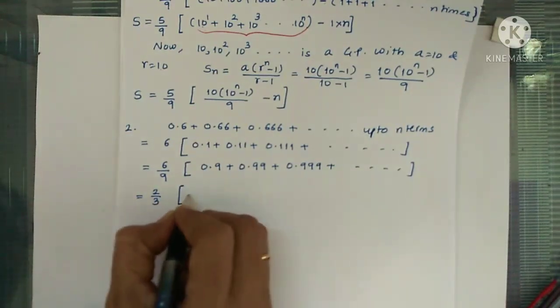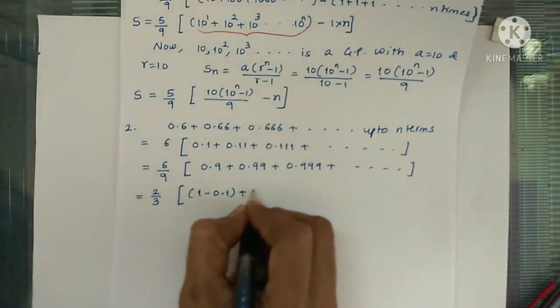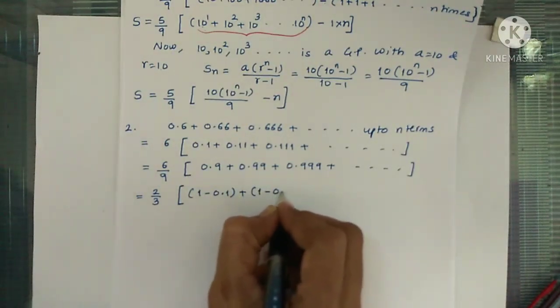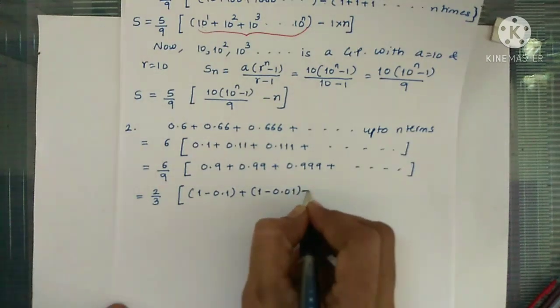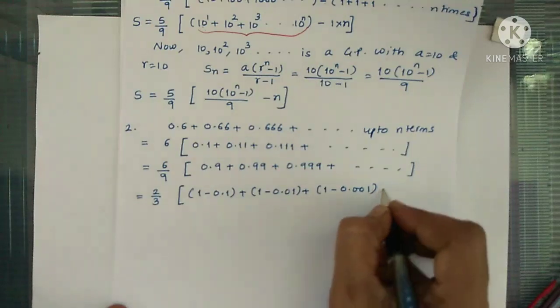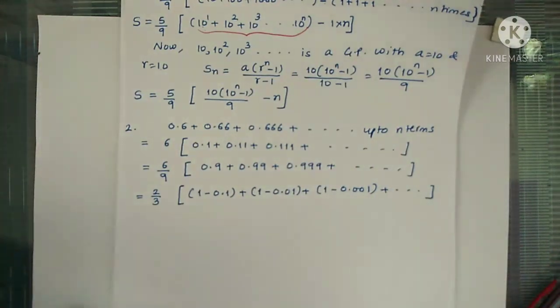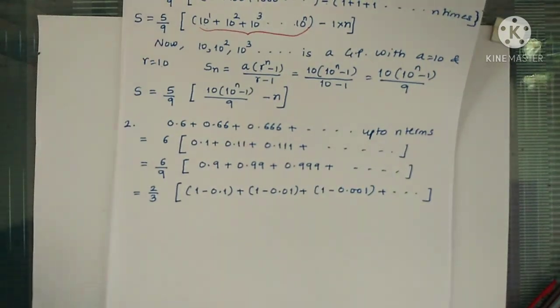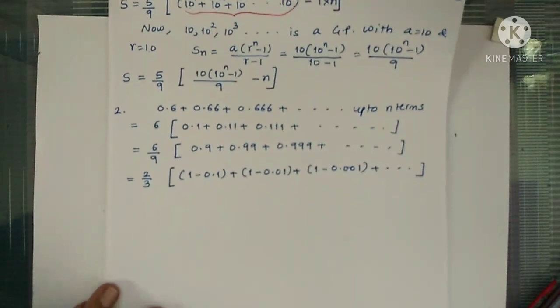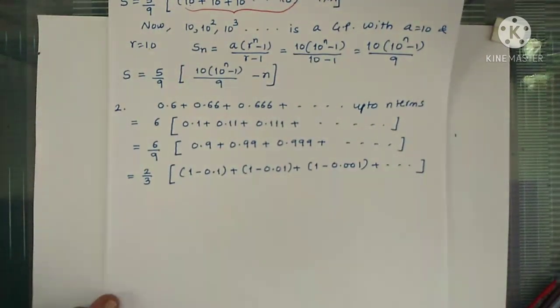Now 0.9 is 1 minus 0.1. This is 1 minus 0.01. The next one is 1 minus 0.001. So the difference between the previous question and this question is, in the previous one, each bracket had minus 1 as the second term. Here, the first term is 1 and minus some term is there.